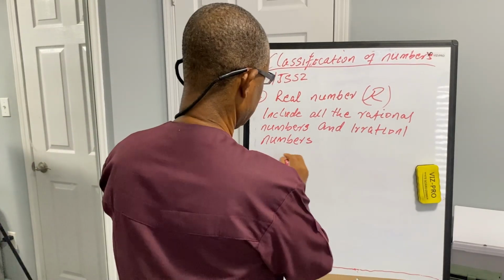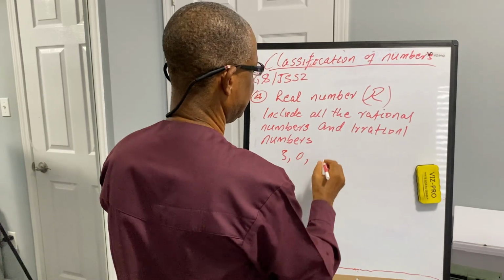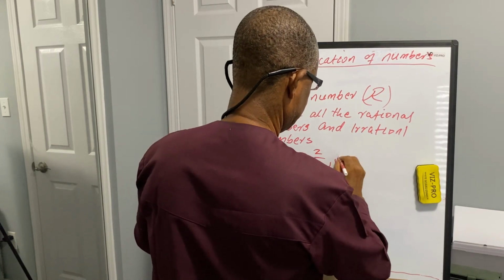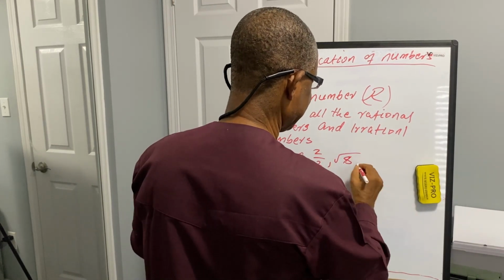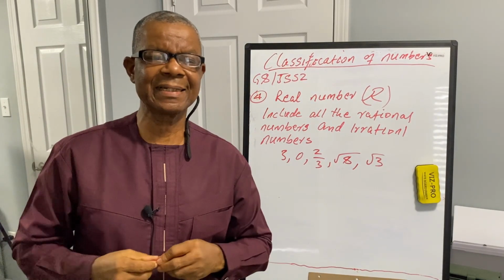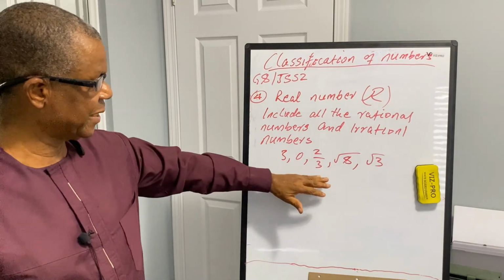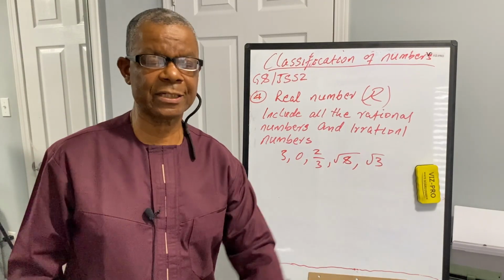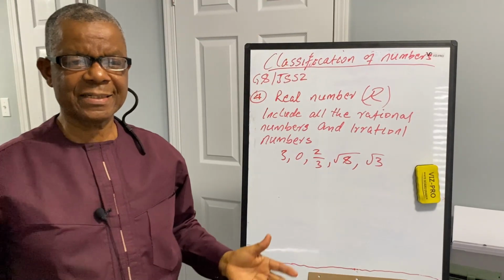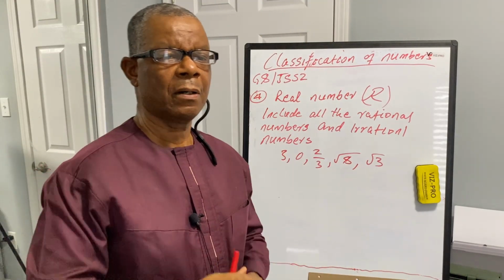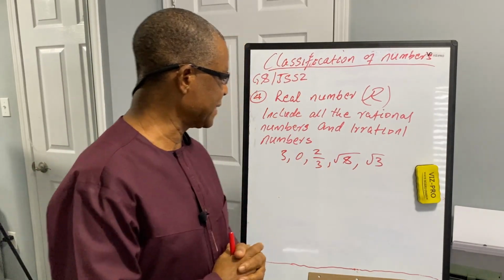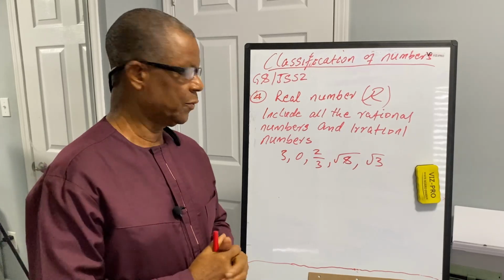The rational can have 3, 0, 2 over 3, square root of 8, and the rest of them. All these are rational and irrational numbers. These are rational, while these are irrational numbers. So real numbers include these two types of number classification: rational numbers and irrational numbers.